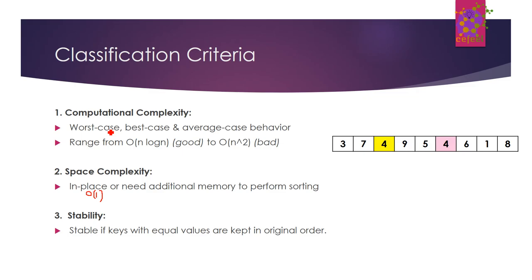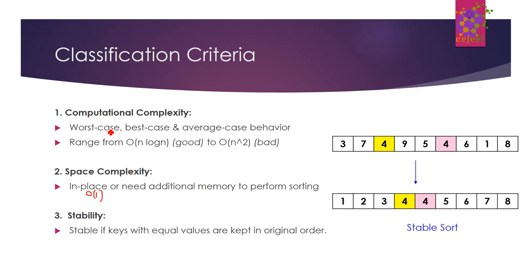I have deliberately colored the first one as yellow, the second one as pink, and notice the yellow 4 has come before, which means yellow 4 has come first, and the pink 4 is second or later in the data. Now let's say we apply our sorting algorithm and we end up getting our sorted data. But notice the position of the two fours we have.